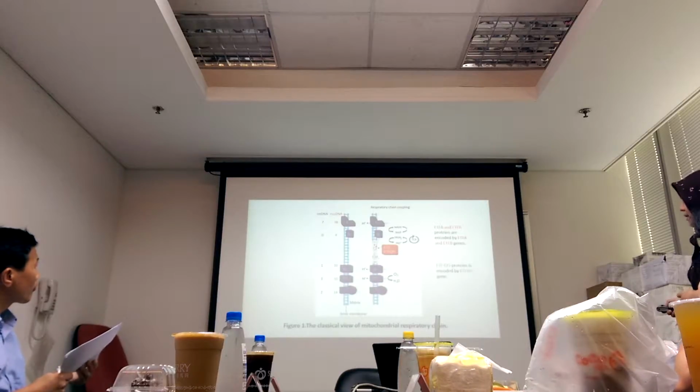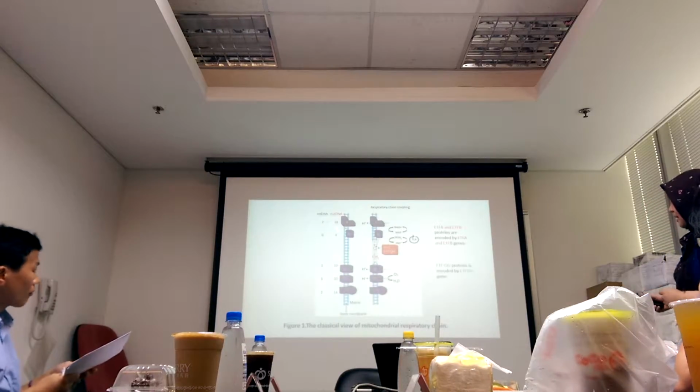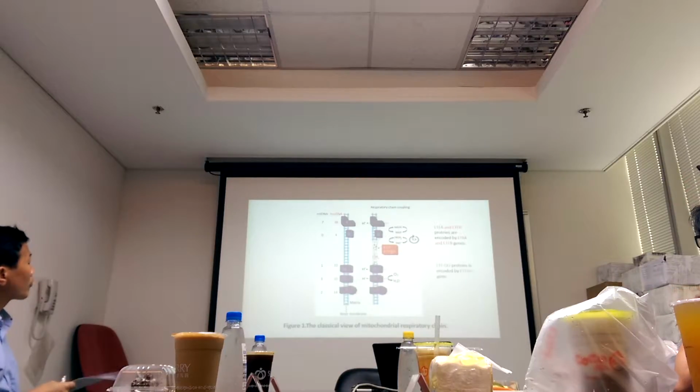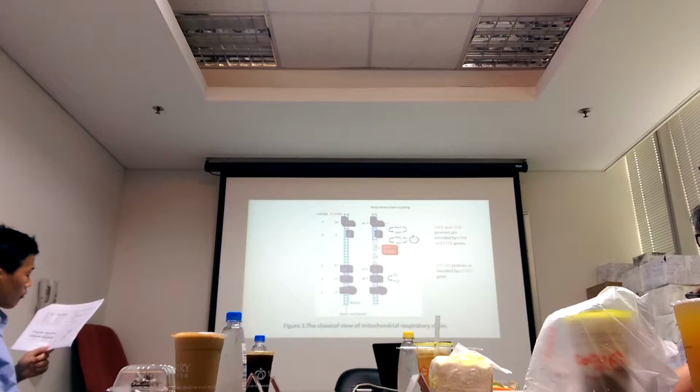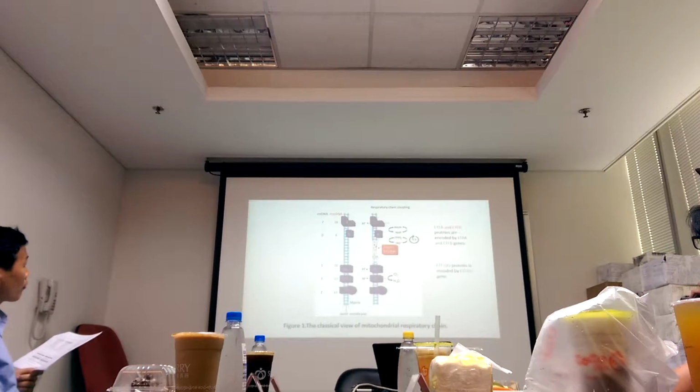So let me introduce ETF and ETFQO, and how they work in the mitochondria. This one is the classical view of the mitochondrial respiratory chain. Complex 1 and complex 2 receive electrons from NADH and FADH2 respectively, which link with the TCA cycle. Then they transfer electrons to coenzyme Q10. Additionally, coenzyme Q10 also receives electrons from ETF and ETFQO from the fatty acid beta oxidation pathway, and then electrons transfer through complex 3 and complex 4, and finally they produce ATP at complex 5.